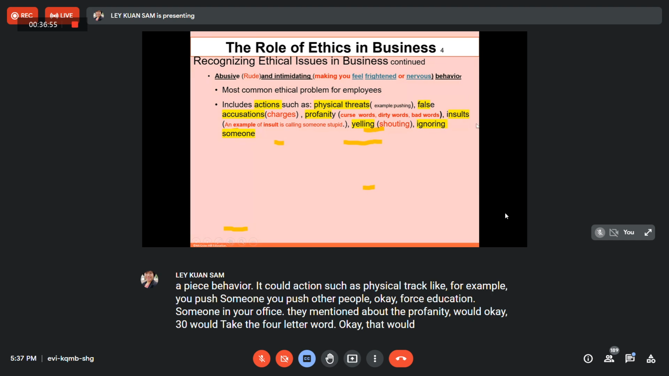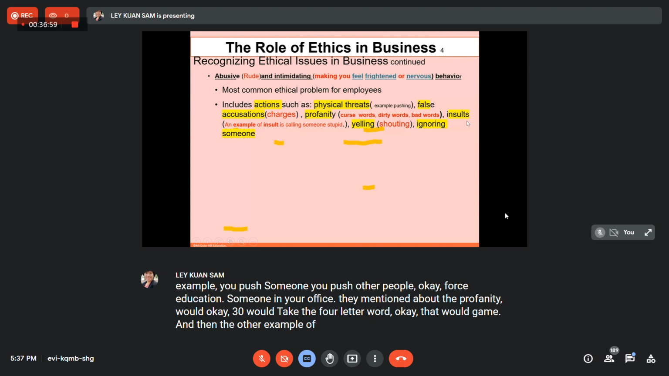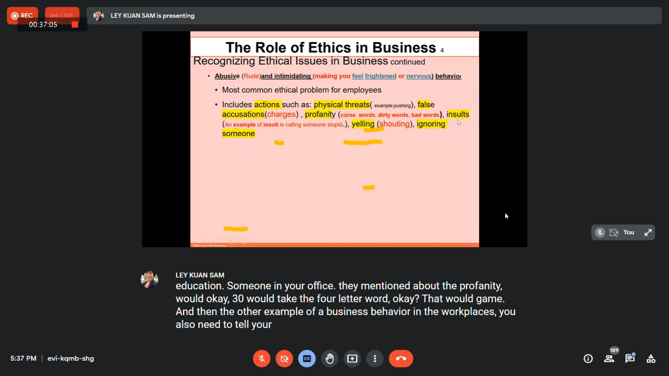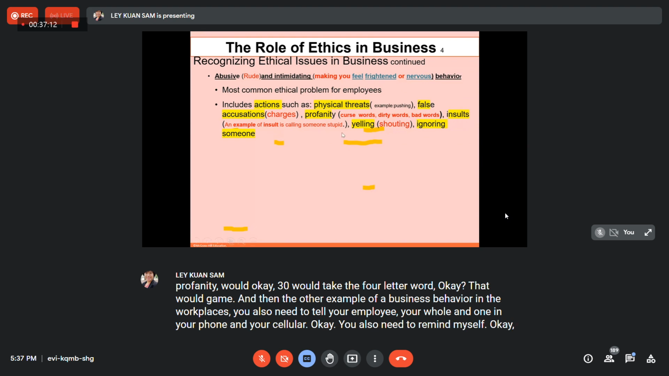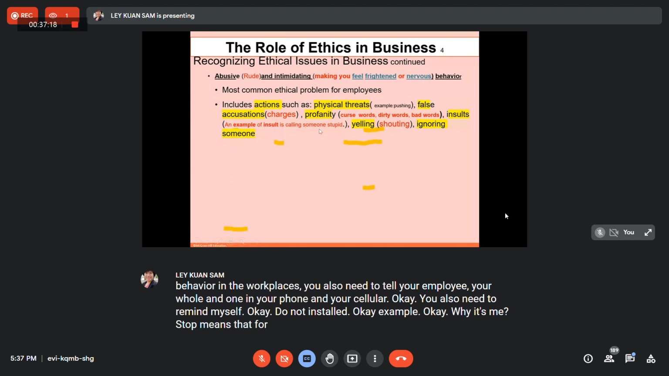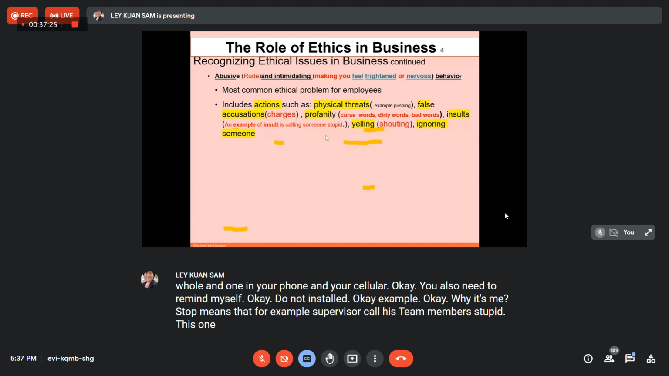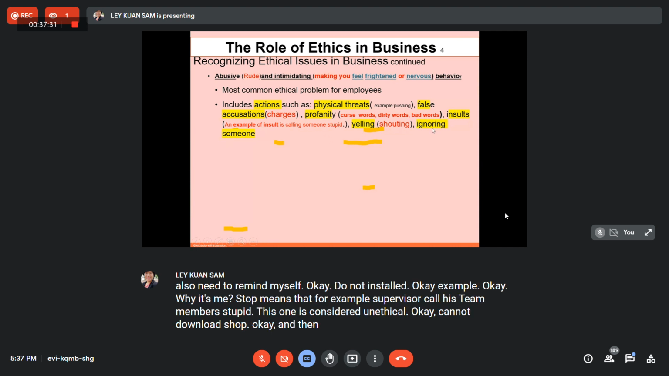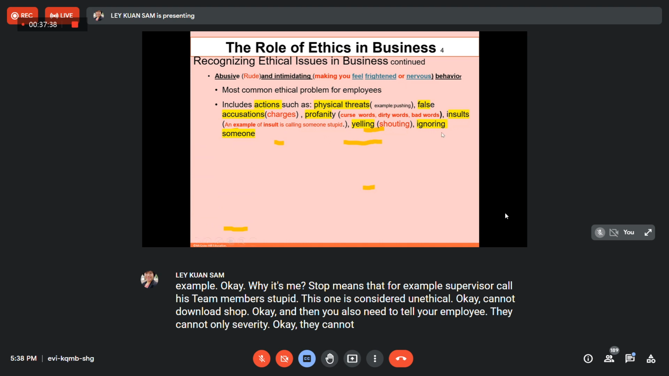The other example of abusive behavior in the workplace: you need to tell your whole firm, and remind yourself, do not insult others. For example, a supervisor calls his team member stupid. This is considered unethical. Also no yelling or shouting, and they cannot unreasonably ignore someone. These are unethical.